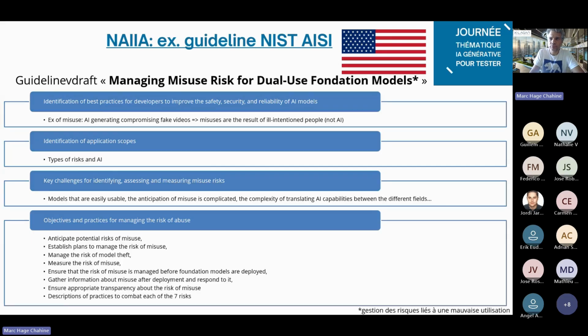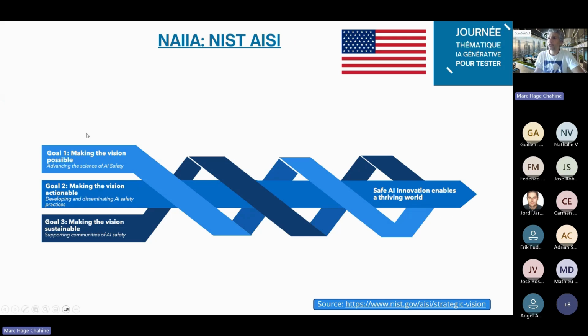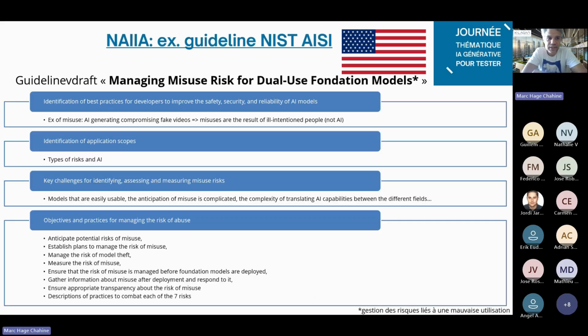For the NIST AISI, here is an official scheme that is shown. It was released in the early 2020s, and I personally think that they haven't created a lot yet. There is a guideline draft, managing misuse risk for dual use foundation models. It's still a draft, at least it was the last time I checked. The idea is to identify the best practices for developers to improve safety, security, and reliability.